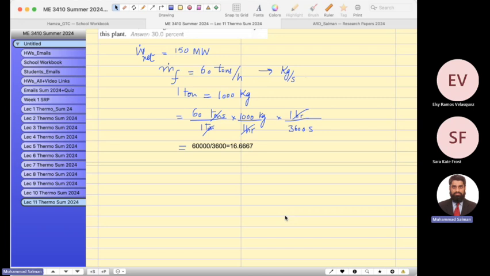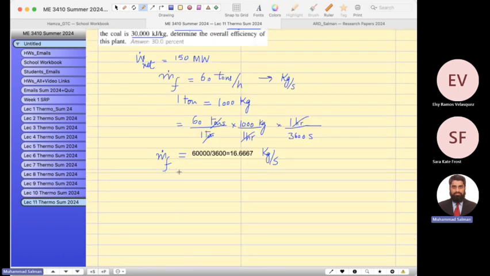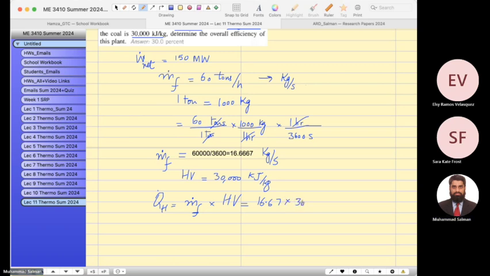That's a very high rate of consumption. 16 kilograms per second mass flow rate of fuel. And then it says the heating value of coal is given. So if you know the heating value, which is 30,000 kilojoules per kilogram, can you find out the Q dot H? Yes, you can. Look, mass flow rate times the heating value is the formula for that. 16.67 times 30,000.